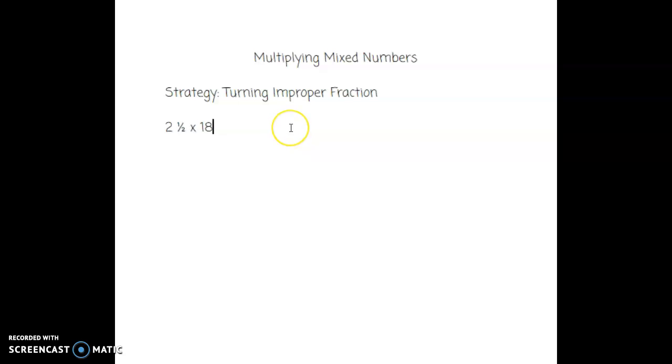So if you have 2 1/2 times 18, you have to take your 2 1/2 and break it into an improper fraction. Okay, so some of us remember how to do that. Others of us need a refresher. So take the whole number 2. The whole number 2 is like having 4 halves. 2 is the same as a half plus a half plus a half plus a half. So you just took this 2 and you broke it down into 4 halves.